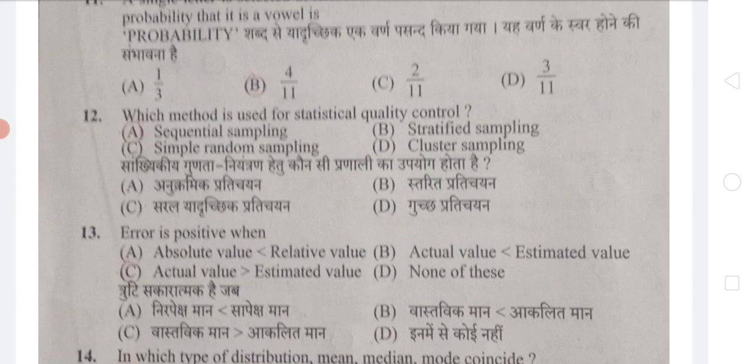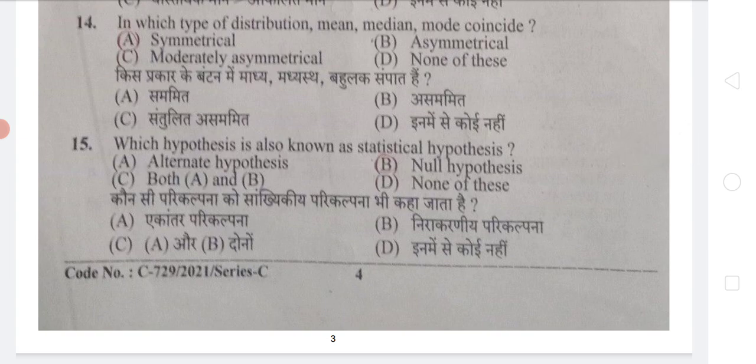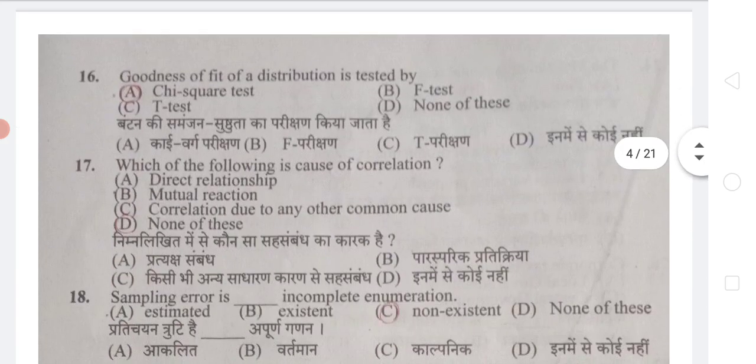Actual value greater than estimated value. In which type of distribution mean, median, mode coincide? A. Symmetrical. Which hypothesis is also known as statistic hypothesis? B. Null hypothesis. Goodness of fit of a distribution is tested by A. chi-square test. Which of the following is cause of correlation? D. None of these. Sampling error is dash incomplete enumeration. C. Non-existence.